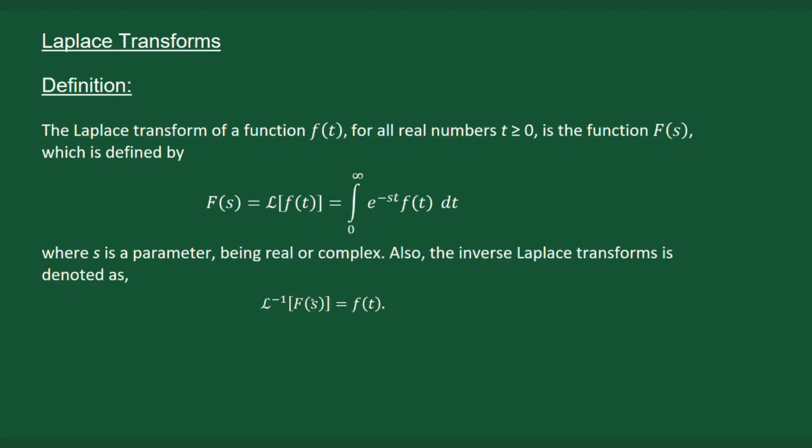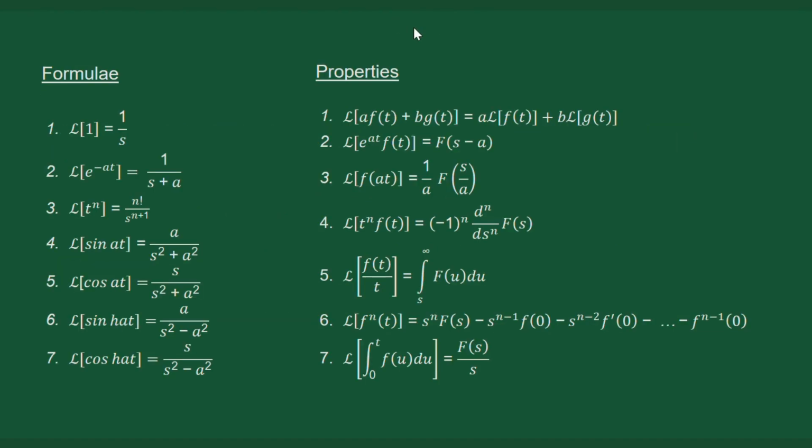So next, let us move on to formulas and properties. These are the list of formulas we have to remember while doing the problems. So the first formula is L of 1, which is equal to 1 by s. We obtain this set of formulas by just substituting the function in the definition of Laplace transform.